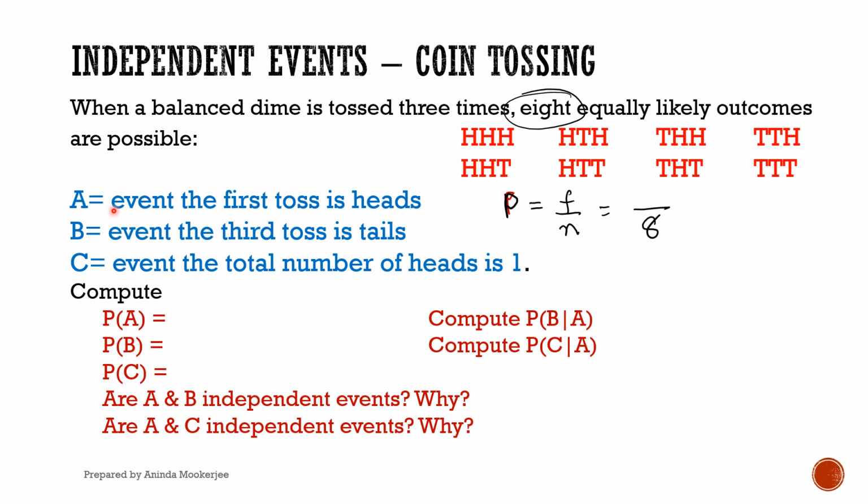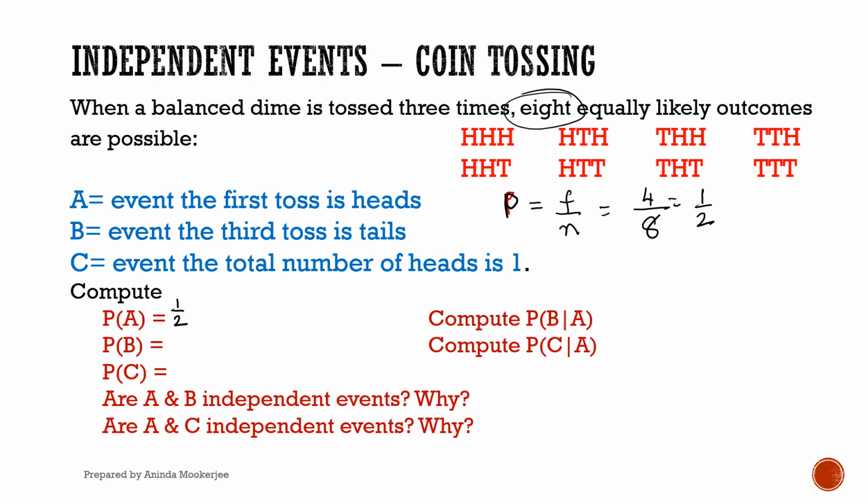Okay, so event the first toss is heads, all right? So out of these 8 combinations, how many ways can we have heads in the first toss? So this combination has heads in the first toss. Then this one has heads in the first toss. This one doesn't. This one doesn't. But the fifth one has H in the first toss. So there are 4 ways in which we can have heads in the first toss. So F is going to be 4, which is 1/2. So probability of A is going to be 1/2.